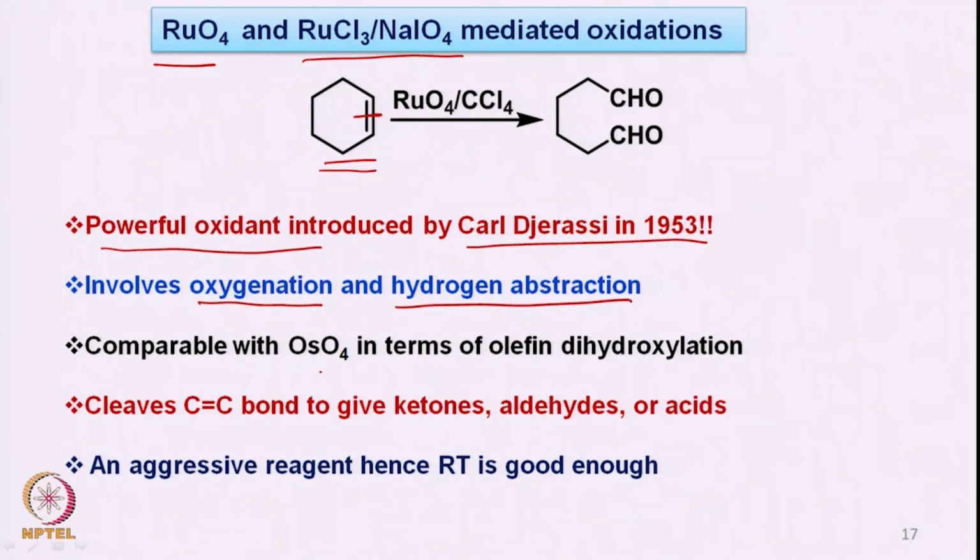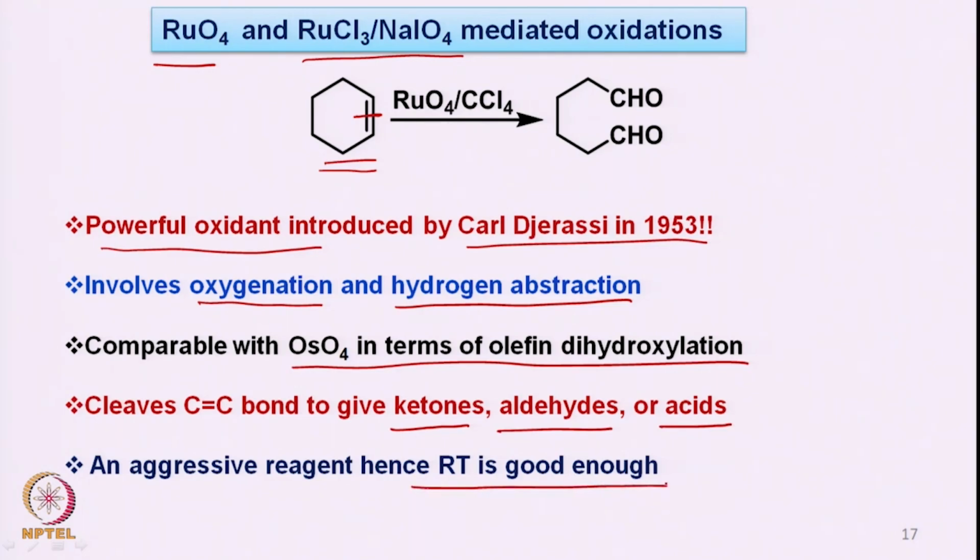It is comparable with osmium tetroxide in terms of olefin dihydroxylation, which we will also discuss in a while, and it cleaves the C=C bond to give ketones, aldehydes, or even acids. It is a very aggressive reagent, hence room temperature is good enough for the cleavage of the C=C bond to take place.